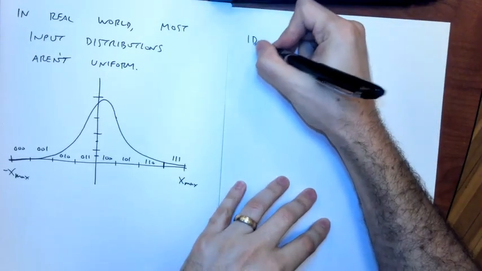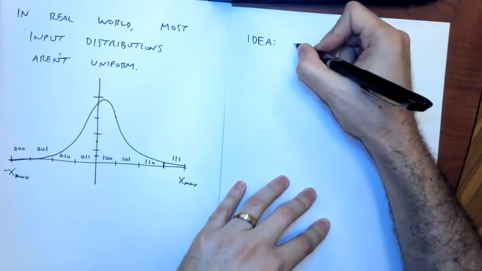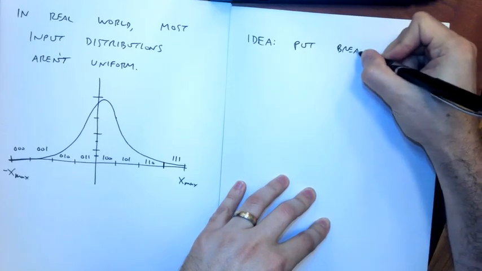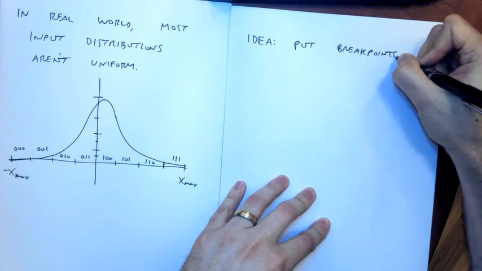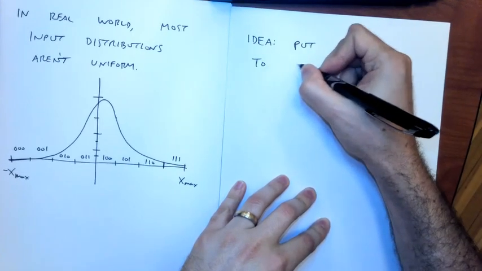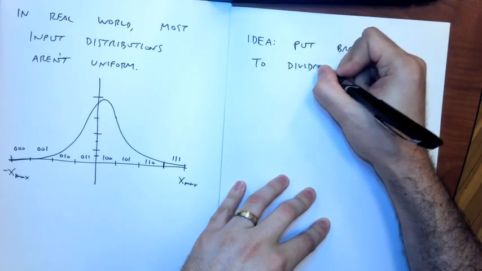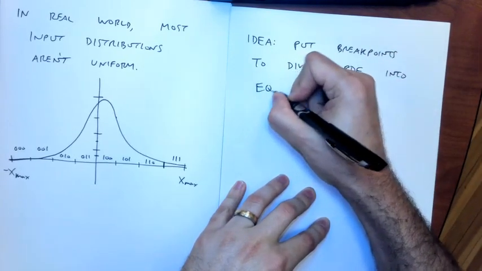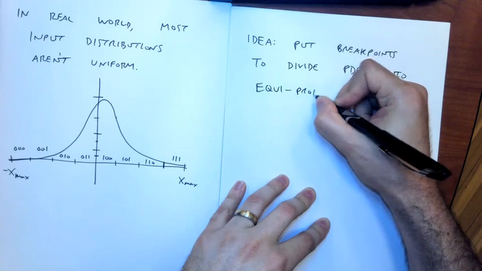So the idea would be to put breakpoints to divide the PDF into equally probable regions.